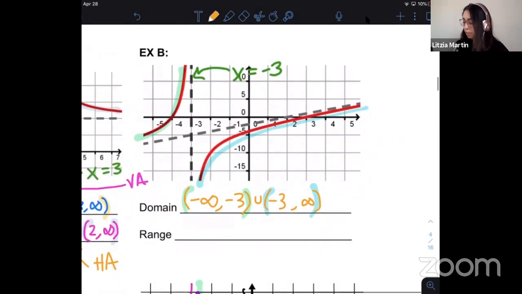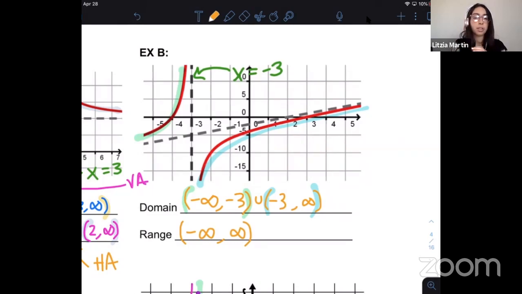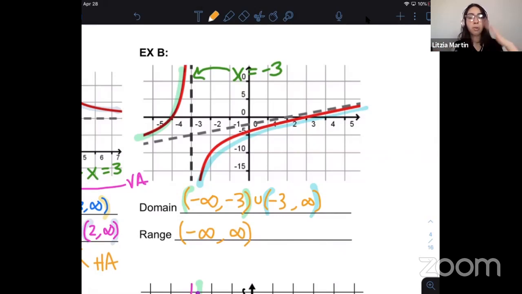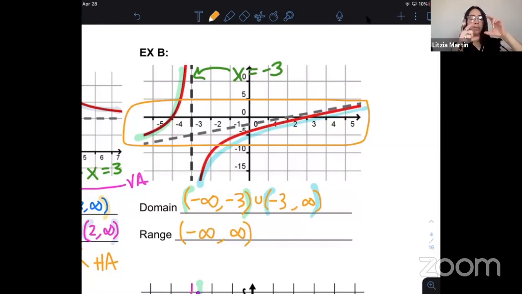So actually in this case, because there's no hole, our range is from -infinity to infinity, because all of those y values exist. There's no break or place where a y value does not exist. Now this is going to depend a lot on the slope of that slant asymptote. This slant asymptote isn't as steep, so we can see that there's an overlap in the graphs, right? And that's why we have no break in y values that don't exist.